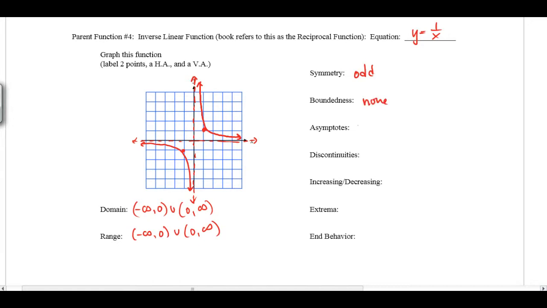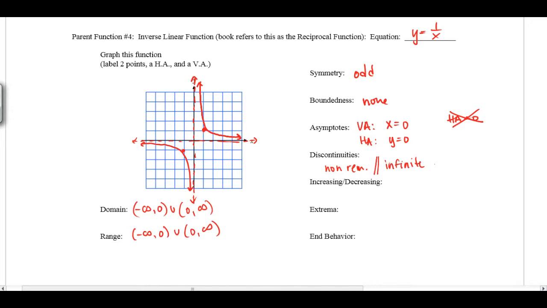Asymptotes, yes. Now, this is where you've got to be careful. You've got to tell me that there's a vertical asymptote when x equals 0, and there's a horizontal asymptote when y equals 0. You can't just say there's a horizontal asymptote at 0 because I don't know what that means. You've got to go ahead and tell me horizontal y equals 0. Discontinuities, this is an interesting one. It does have what we call non-removable discontinuity. It has what I would call infinite discontinuity.